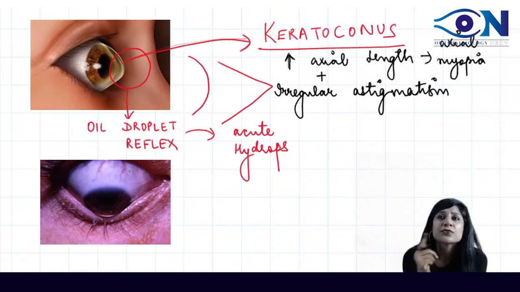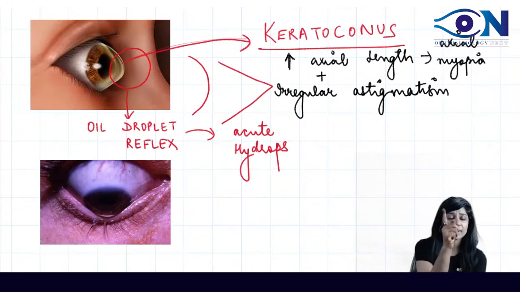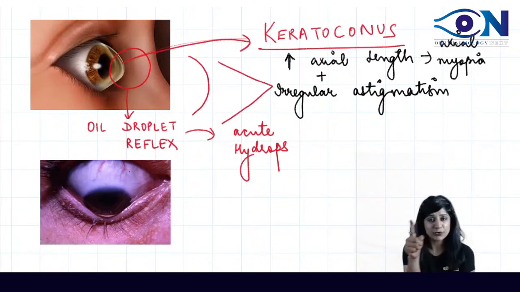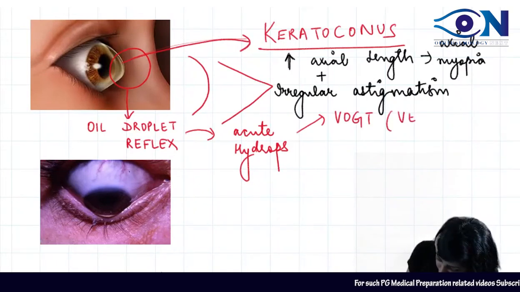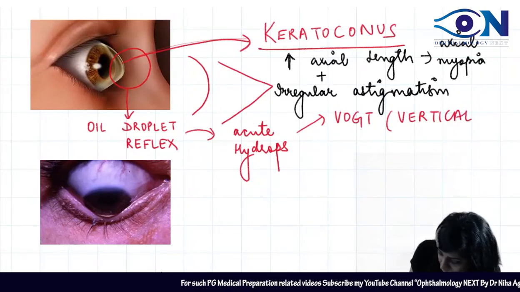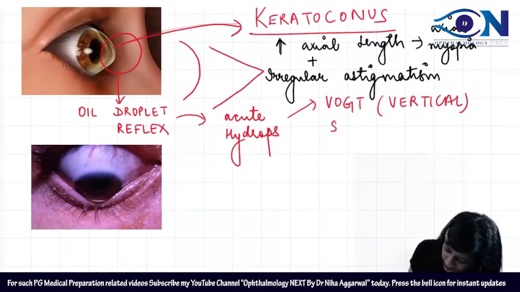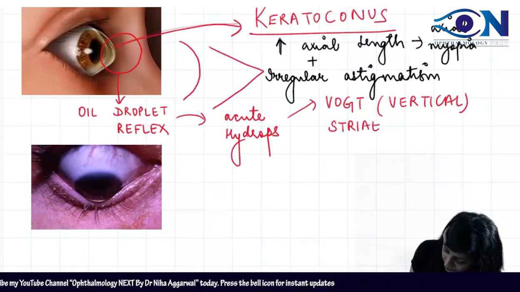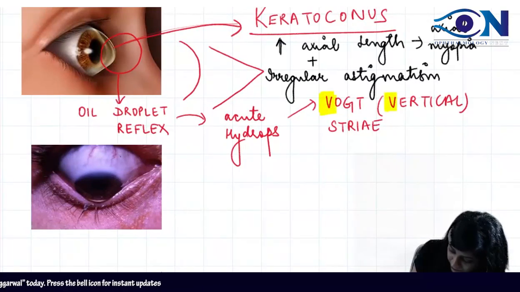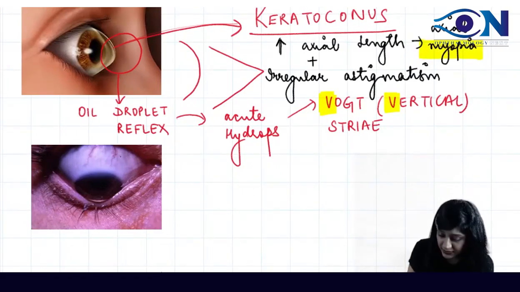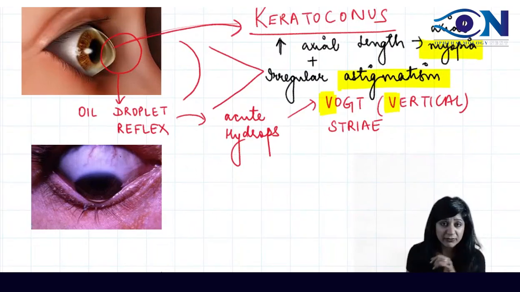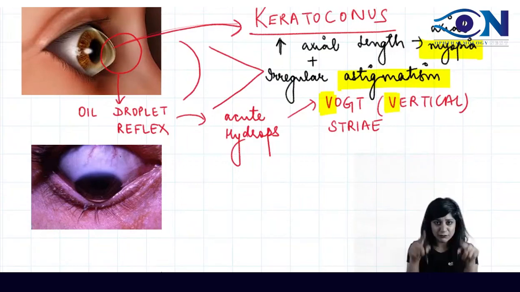Do you remember what kind of striations we have in congenital glaucoma? I always tell you H for half and H for horizontal. Remember? Similarly, here you have V for Vogt's striae and V for vertical. So myopia, refractive status, astigmatism, reflex is oil droplet reflex, complication is acute hydrops, and V for Vogt's and V for vertical.